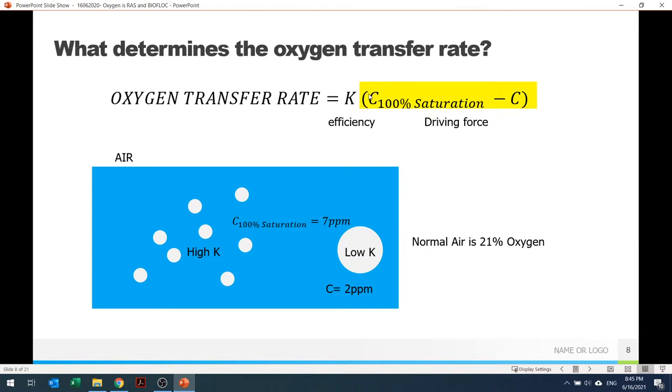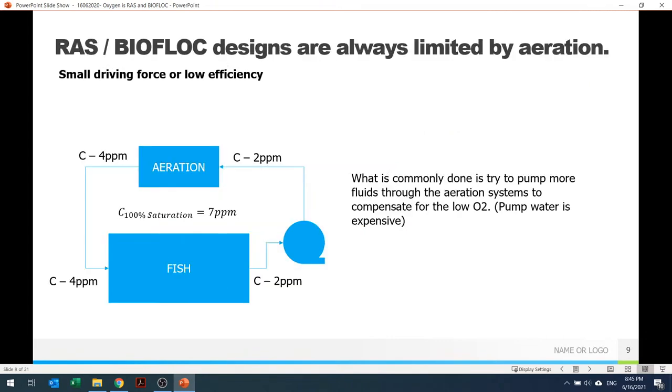But the saturation, the driving force between the 100% saturation and the amount of air going into the system, that doesn't change because you are still using air, right? Note that the air we breathe is not 100% oxygen, it only consists of 21% oxygen. So that's why there's a limit on how much you can aerate. It doesn't always correspond to a very high transfer rate, although you might have very high efficiency, okay? So this is a really important point to understand.